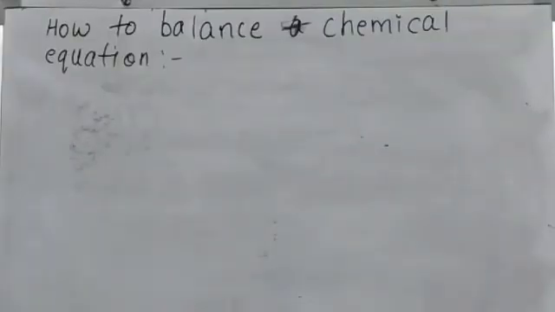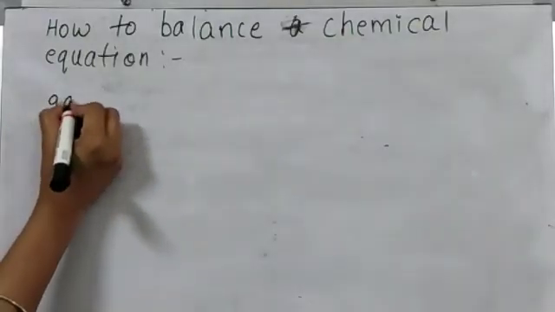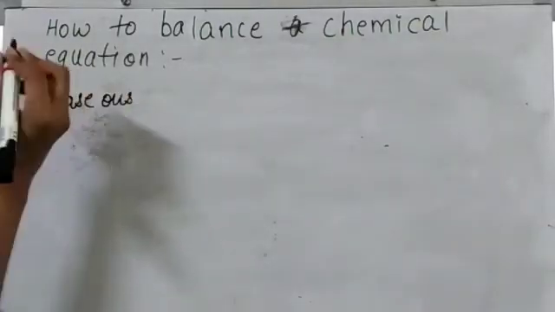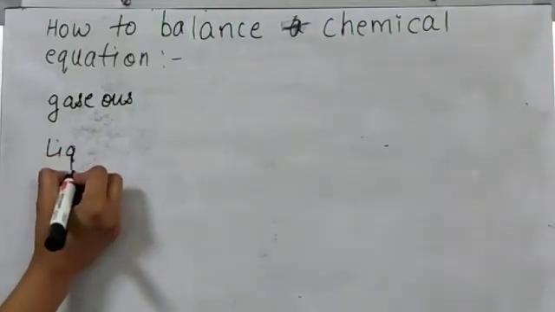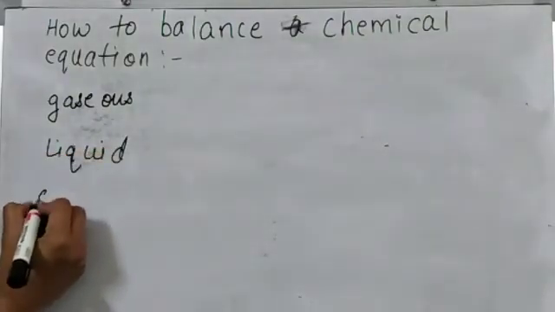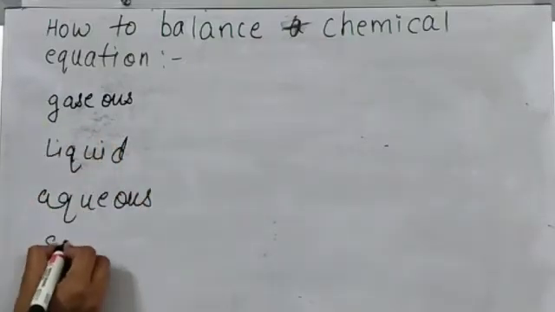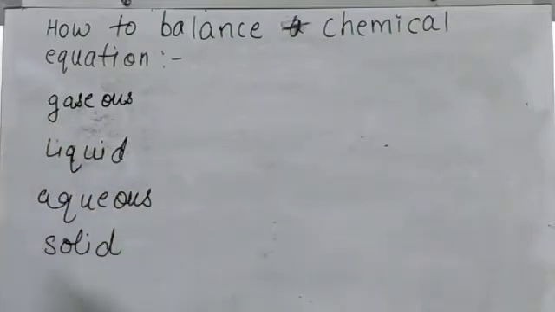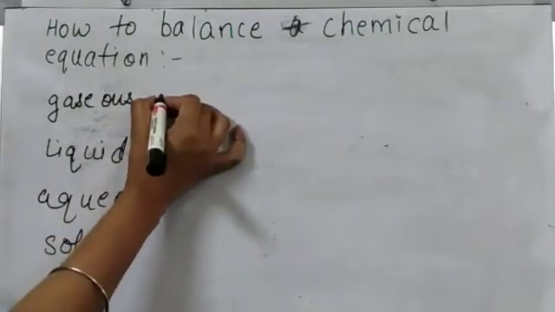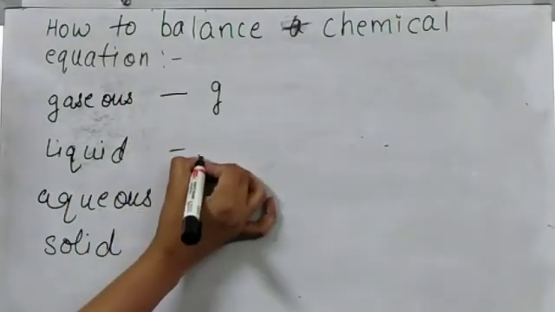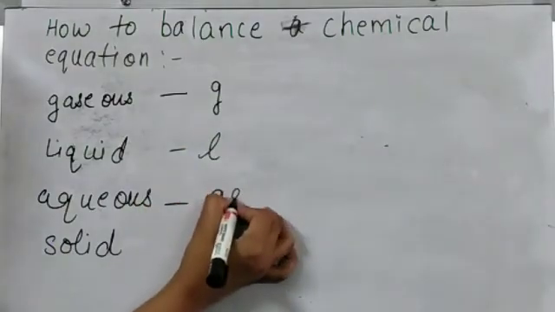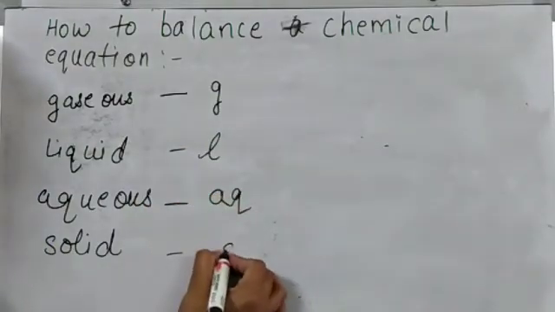To make a chemical equation more informative, write symbols of the physical states of reactants and products. The gaseous, liquid, aqueous and solid states of reactants and products are represented by the notations g for gaseous, l for liquid, aq for aqueous and s for solid.